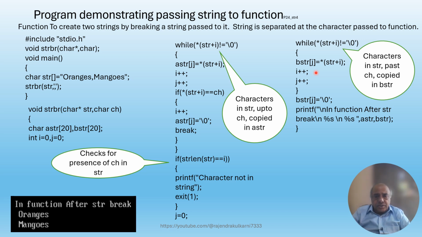So this is the screenshot. In the function, after str break, we get two strings. One string is oranges, another string is mangoes. So this is how a string is passed to the function and how the function is breaking that string at the specified character and creating two strings out of it.